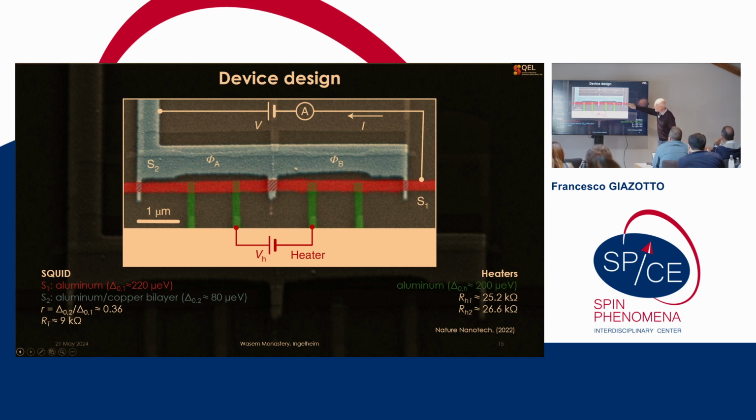Then we have a smaller gap superconductor, a bilayer of copper and aluminum, to suppress the critical temperature and the gap. Then we have a conventional aluminum superconductor, which is the hot superconductor. The system is equipped with several superconducting tunnel junctions, which are used as heaters, to overheat, to make the large gap superconductor boil. The idea is then to observe the thermoelectric response occurring across this system in non-equilibrium conditions.